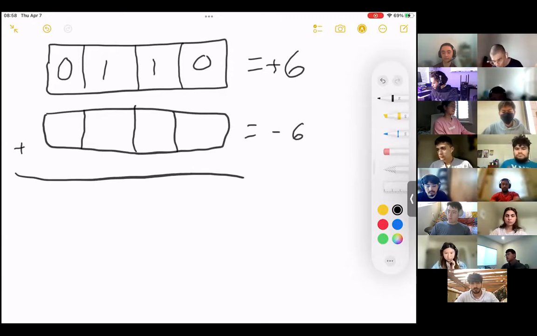In order to discover what goes inside those boxes, we're going to do exactly the same thing we did in base 10. Now, would someone else like to do this, or would you like me to walk you through this?